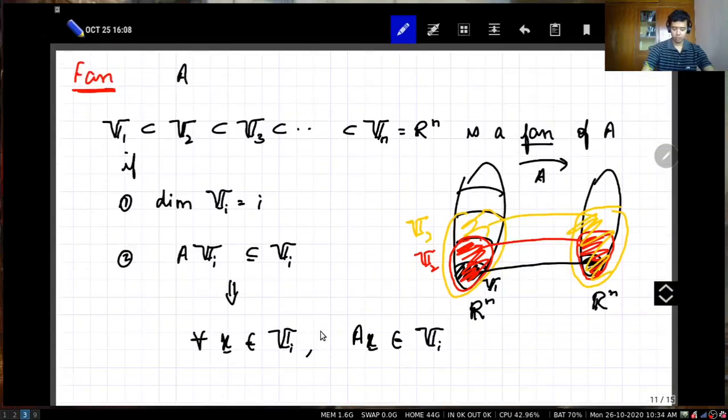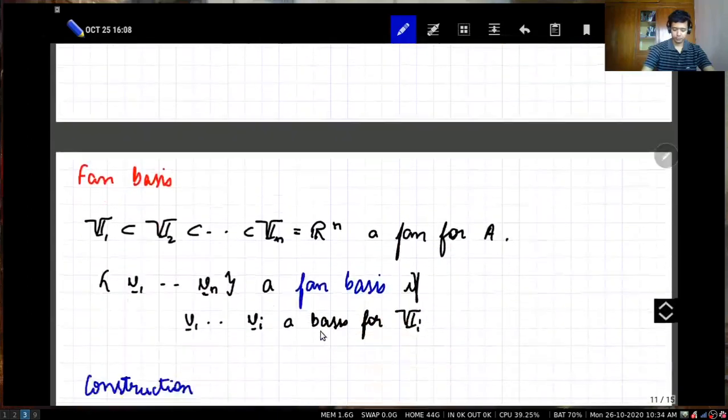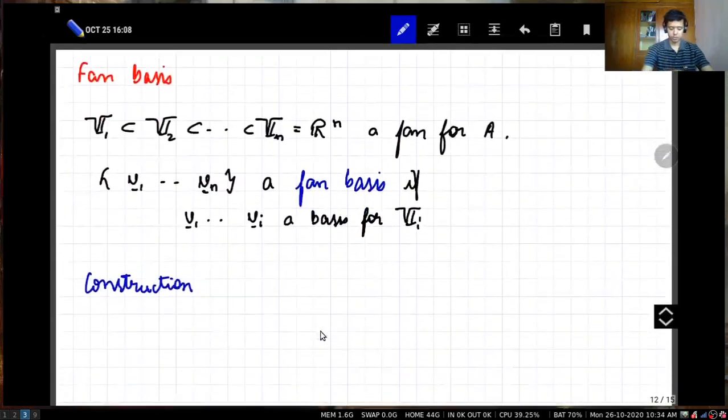So this is a fan, and we say that a basis is a fan basis. So given a fan for a linear transformation, we say that a basis V1 through Vn is a fan basis for this transformation if V1 through Vi forms a basis for the ith subspace script Vi. And from this it should be obvious that a fan basis always exists. So if we are given a fan for A, then finding a fan basis is easy.